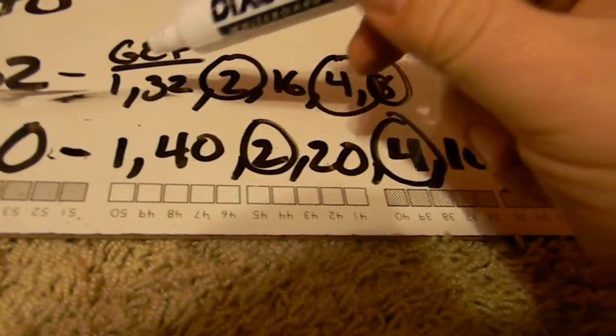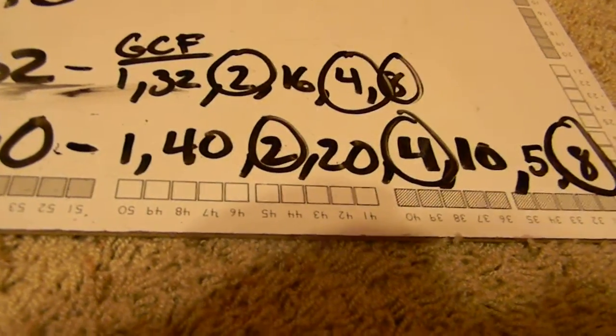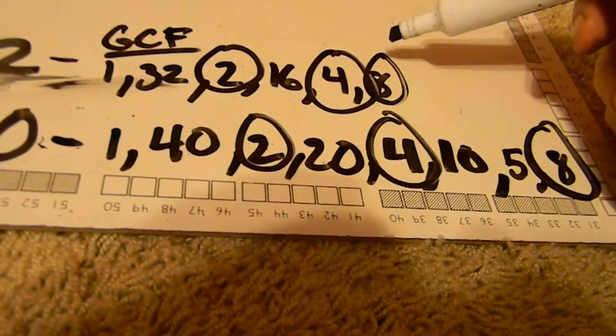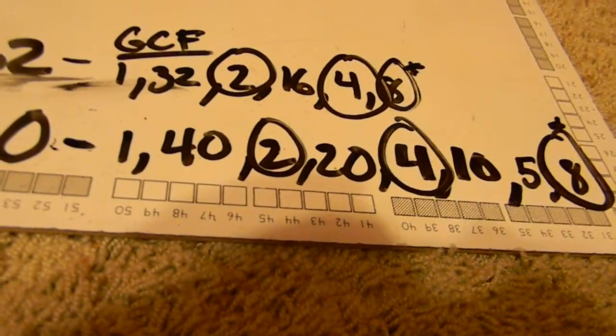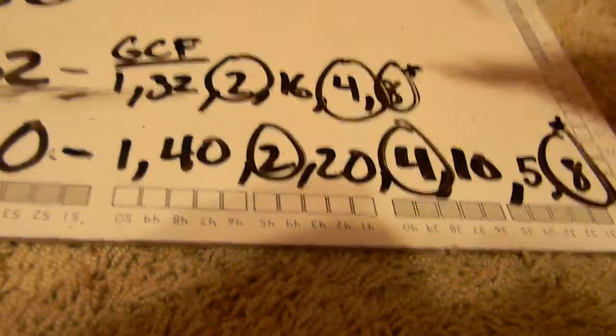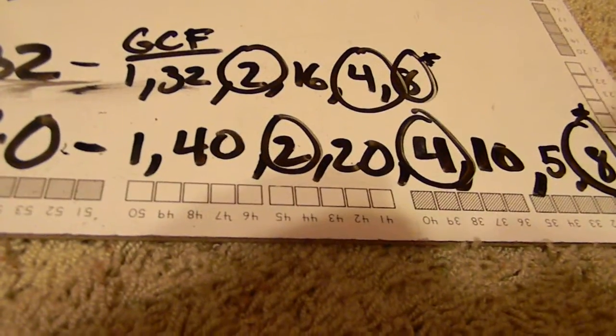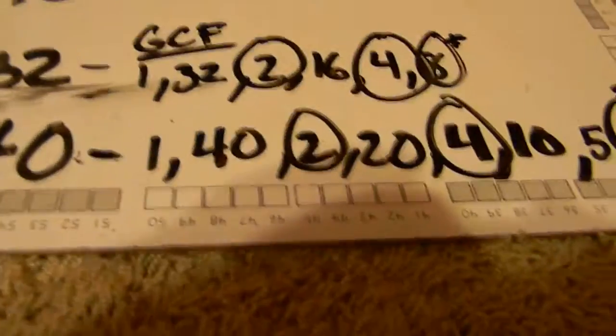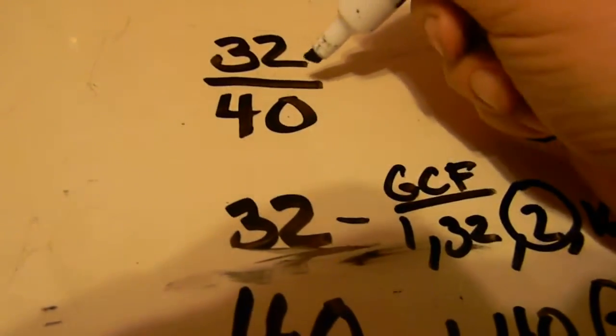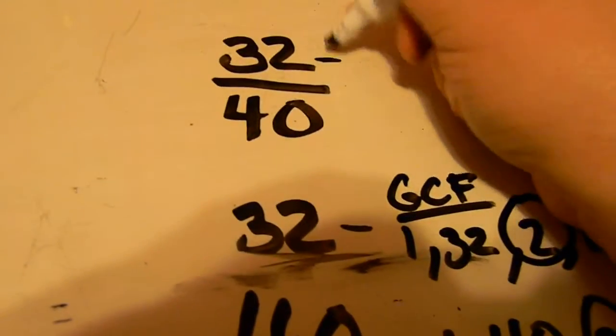Now, since this is GCF, greatest common factor, I want to pick out the biggest number that they have in common, which is right here. So it's the 8, okay? So this is my first step, was to make this little chart, pick out the number that they have in common that's the greatest.